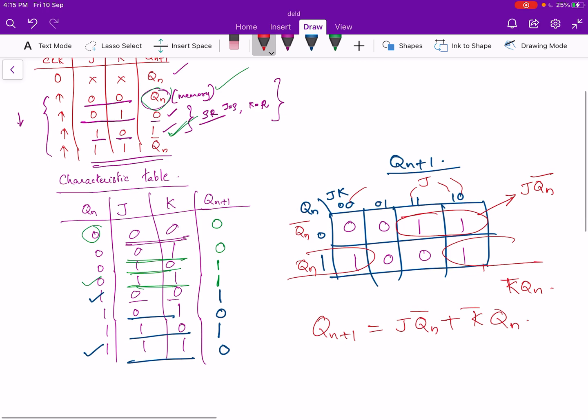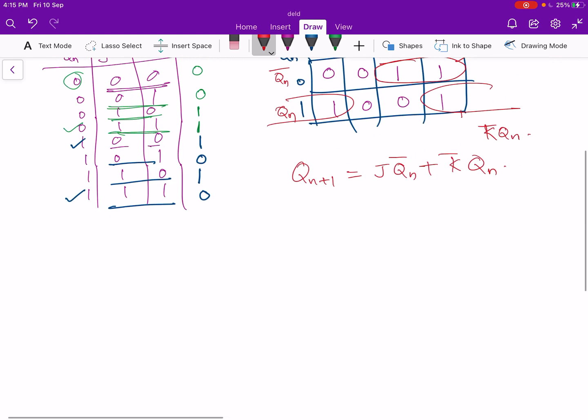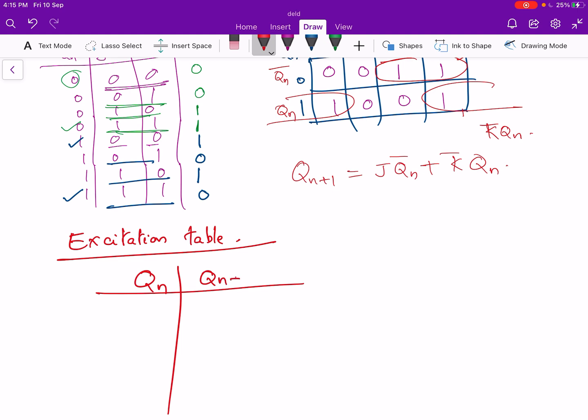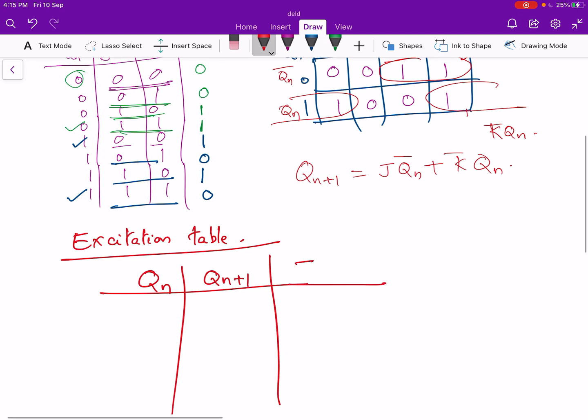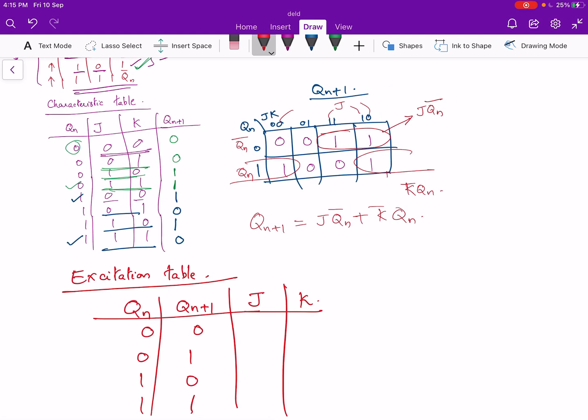Next we will see the excitation table of JK flip-flop. So the excitation table will be written with Qn and Qn plus 1, and corresponding to each condition of Qn and Qn plus 1 we will find J and K. So there will be 4 conditions: 00, 01, 10 and 11. So corresponding to 00 we will be writing the excitation table from the characteristic table. So corresponding to 00, Qn is 0 and Qn plus 1 is 0.